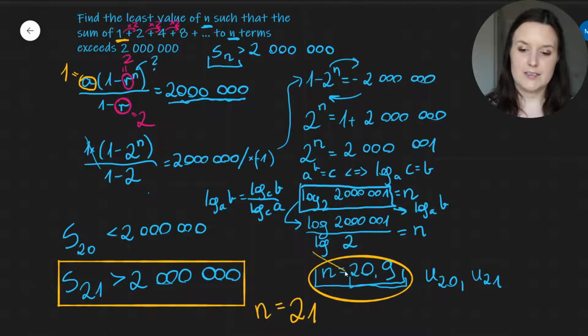We reject the answer which is not natural, we just take the next natural number, so we always round up, and that's the answer. And that's how you can use this formula in exercises.